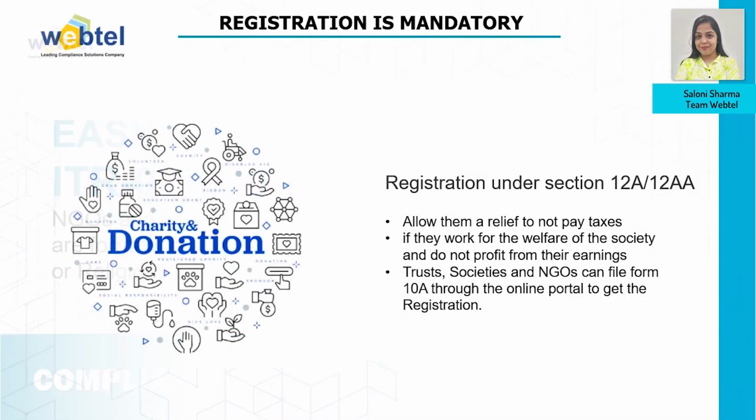Let's understand about the concept. A registration as per section 12A and 12AA is required to be done by any trust or any institutions that are working for any charitable or religious purposes, as it allows them to take a relief not to pay any taxes, and if they work for the welfare of the society and do not have any profit from their earnings. And trust, societies and NGOs can also file Form 10A through the online portal to get the registration.